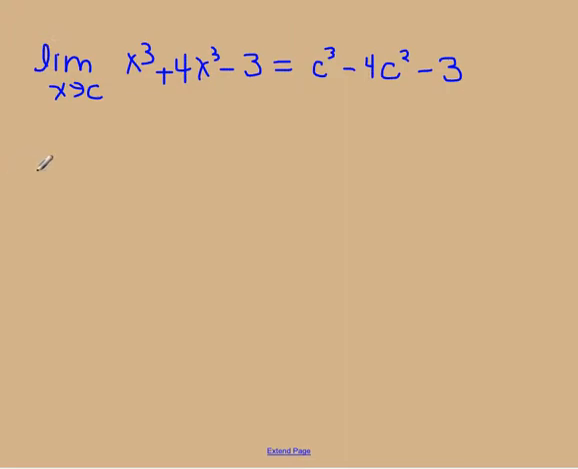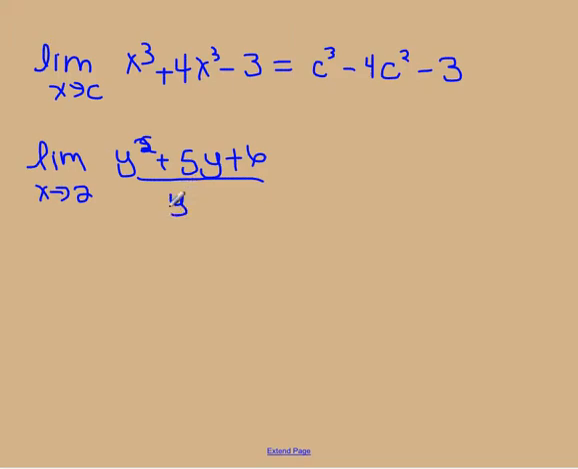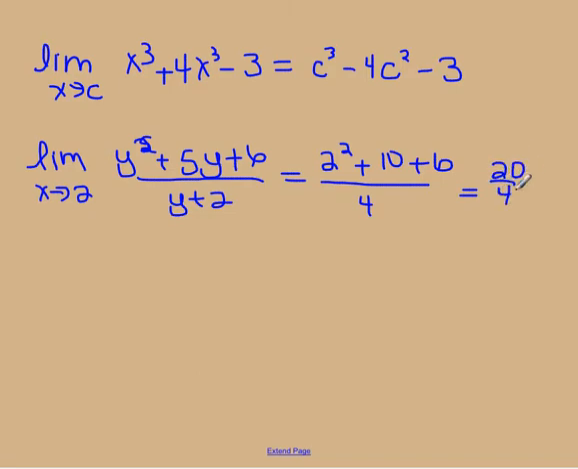Okay, you might have something like this, the limit as x approaches 2 of y to the 2nd, sorry, y squared plus 5y plus 6 over y plus 2. And you're just going to do a substitution in this case. You're going to take 2 squared plus 2 times 5, which is 10, plus 6, over 2 plus 2, which is 4. So you're going to end up with 20 over 4, which results in 5. So the limit as x approaches 2 of this is 5. If we were to graph it, we'd get the same answer.